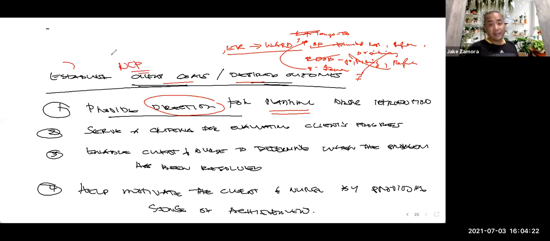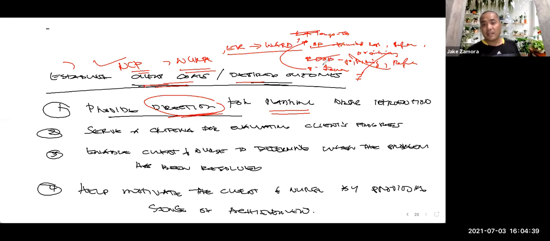Kasalanan ba ni NCP? Hindi. Sino may kasalanan? Si nurse. Kasi hindi siya na-attend properly ni nurse. Kasi si nurse wasn't able to create a client goal or desired outcome or NCP as a whole. So, walang direction yung planning niya.